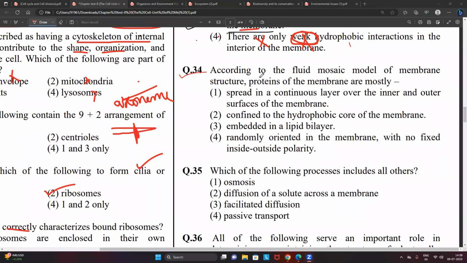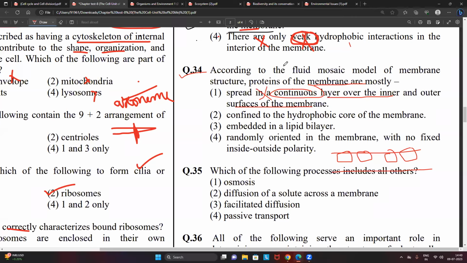Now you listen. According to the fluid mosaic model of the membrane structure, proteins of the membrane are mostly. Option 1 says that spread in a continuous layer over the inner and outer surfaces of the membrane. See, you all people have to understand the logical statement. Continuous. Suppose this is the plasma membrane. Do you think proteins will be present continuously on the plasma membrane? Never ever. They will be embedded somewhere. So option 1 is wrong.